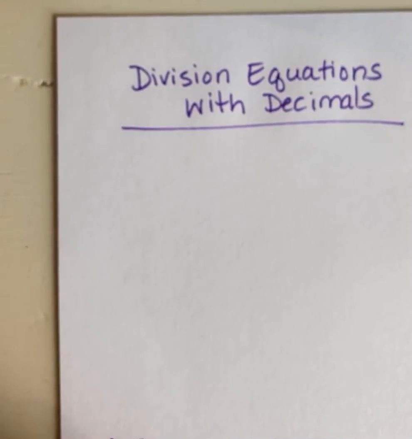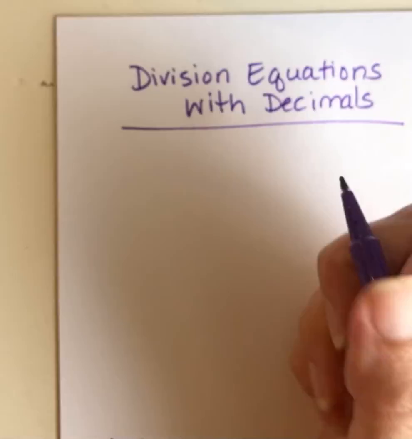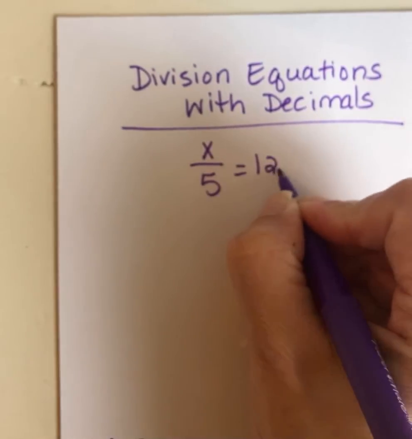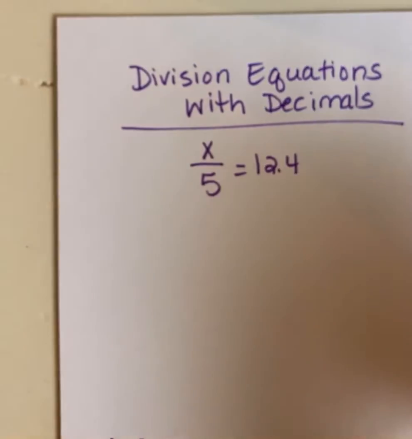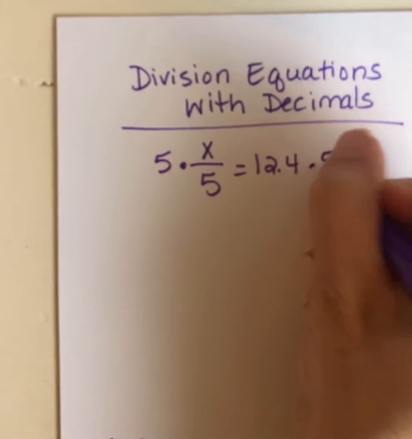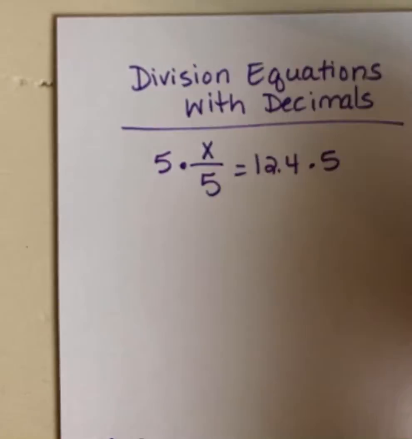Right, the last new kind I want to show you today would be a division equation with decimals. There are two different ones I'm going to show you. X divided by 5 equals 12.4. So some number divided by 5 equals 12.4. So we're going to multiply by 5 on both sides to figure out what that bigger number was.